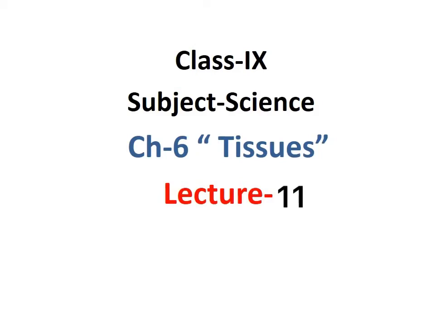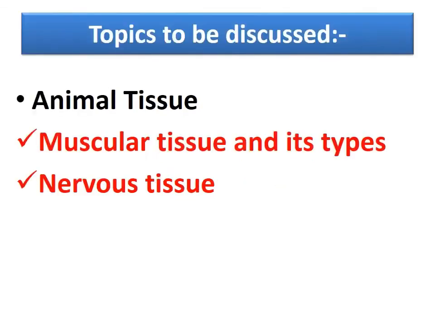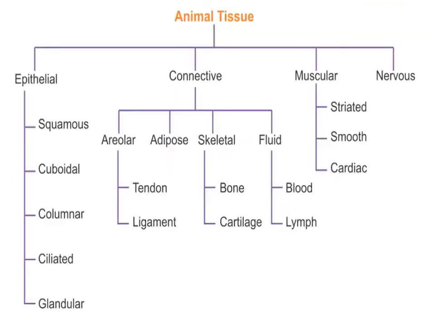We are doing chapter 6, tissues, and it is lecture number 11. We are learning about the different types of animal tissues. Out of which two types we have done in our previous lectures. Now the third type of animal tissue is muscular tissue, and the fourth type is nervous tissue. So in this video lecture I will tell you about the muscular tissue.